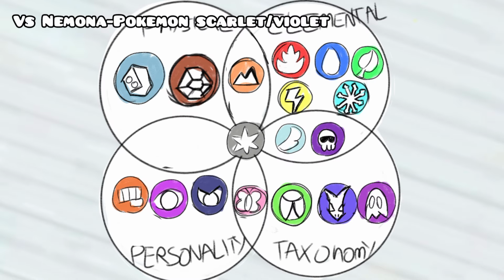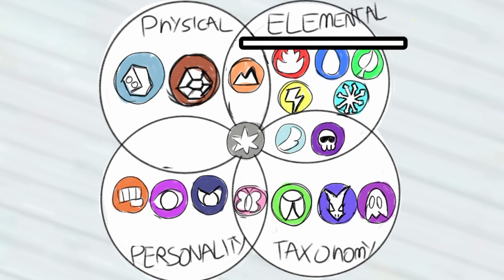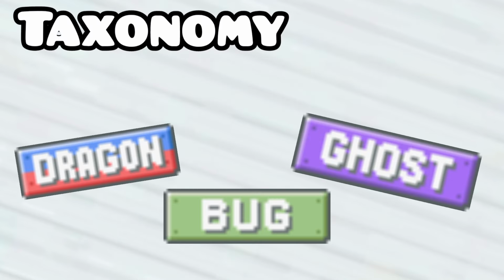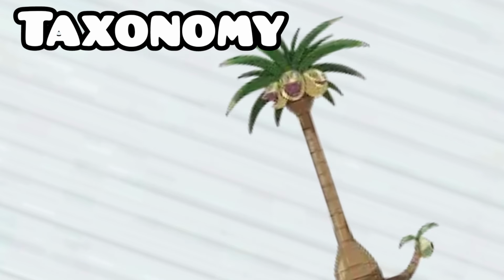Okay, so in my mind, there are a few different categories of types. Taxonomic traits, elemental powers, physical traits, and what I'm gonna call personality, for lack of a better name. Taxonomic types are ones like dragon, bug, and ghost. Pokemon of these types are exactly what it says on the tin. A dragon is gonna be a dragon, most of the time.